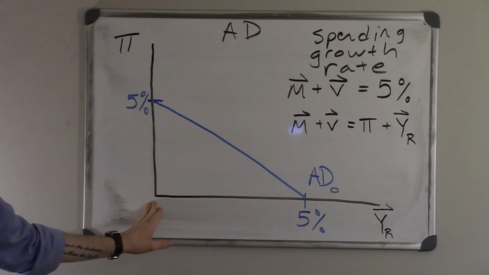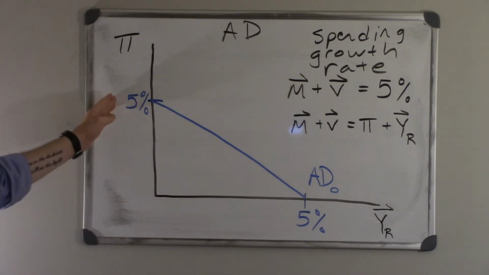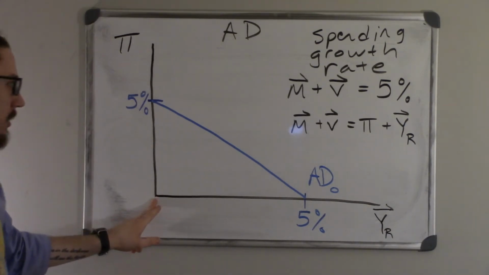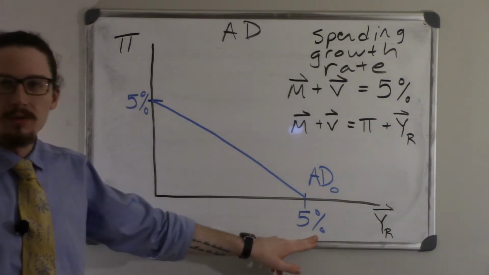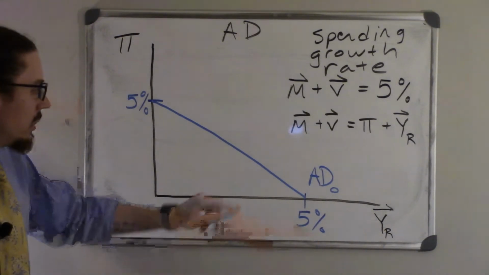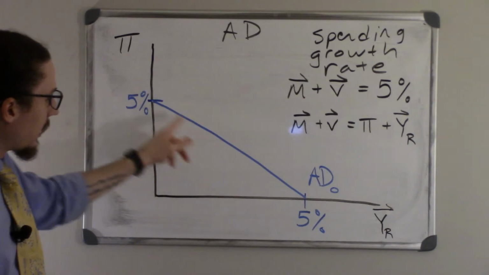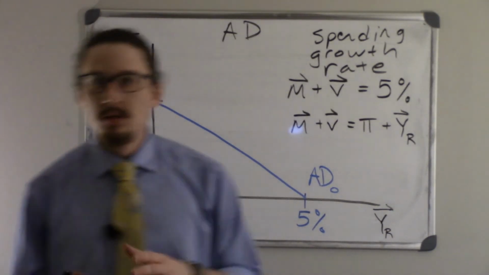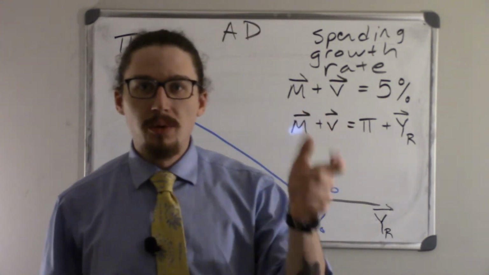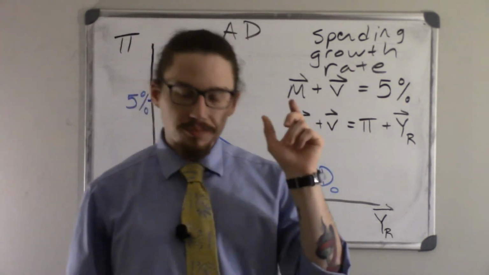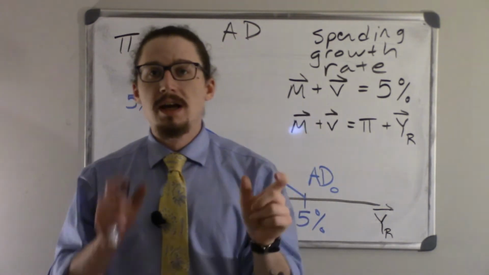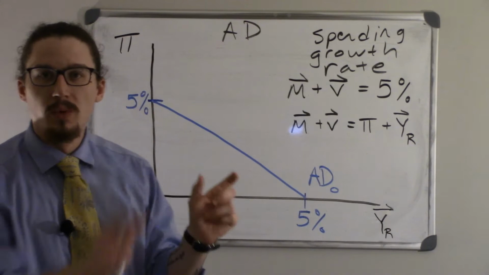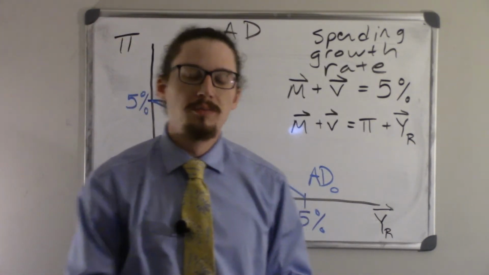All right, so at a real GDP growth rate of 0%, we would expect an inflation rate of 5%, and at an inflation rate of 0%, we would expect a real GDP growth rate of 5%. And then, of course, we could lie anywhere on this line, but wherever we are, the value we get for the inflation rate has to equal 5% when added to the real GDP growth rate.